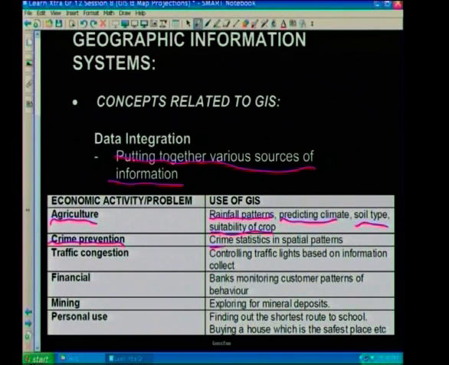We can look at crime statistics in spatial patterns. Where it's higher, do we have a need for more police stations in that area? Or are they enough?